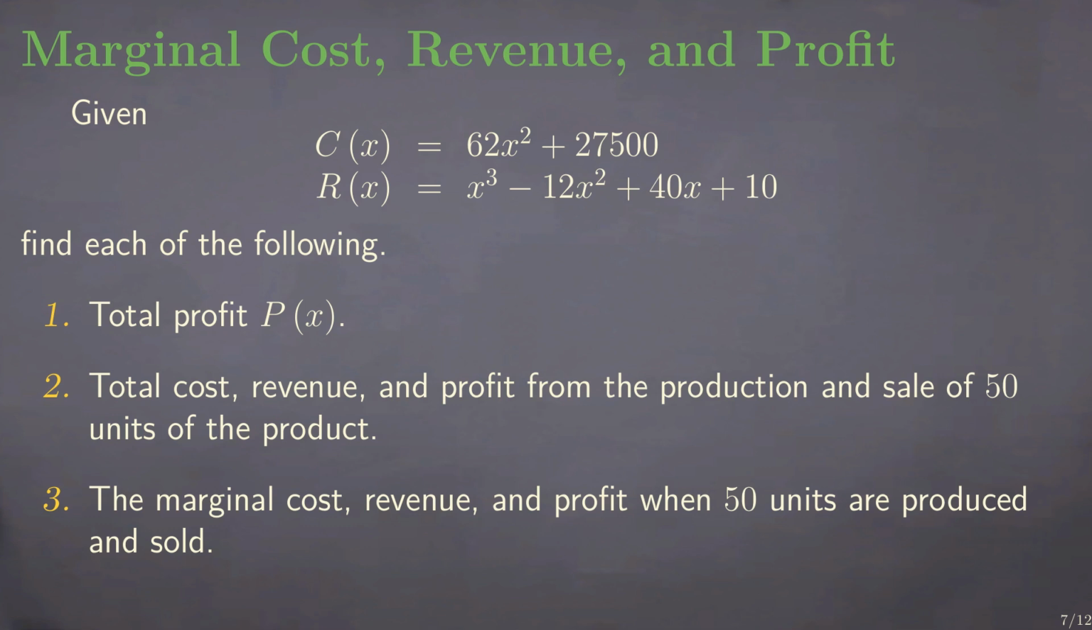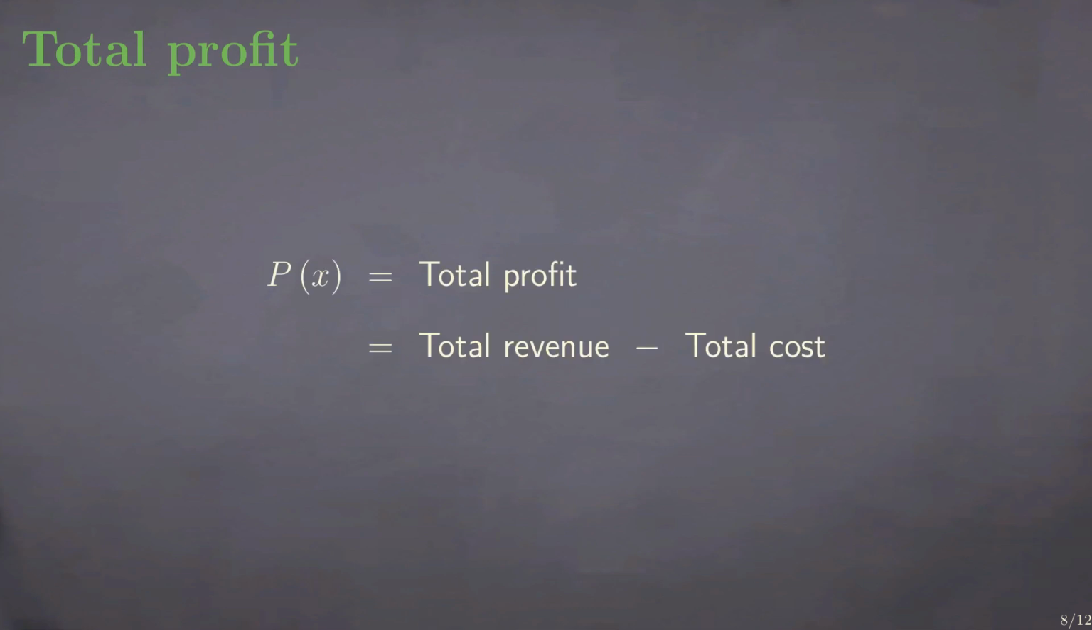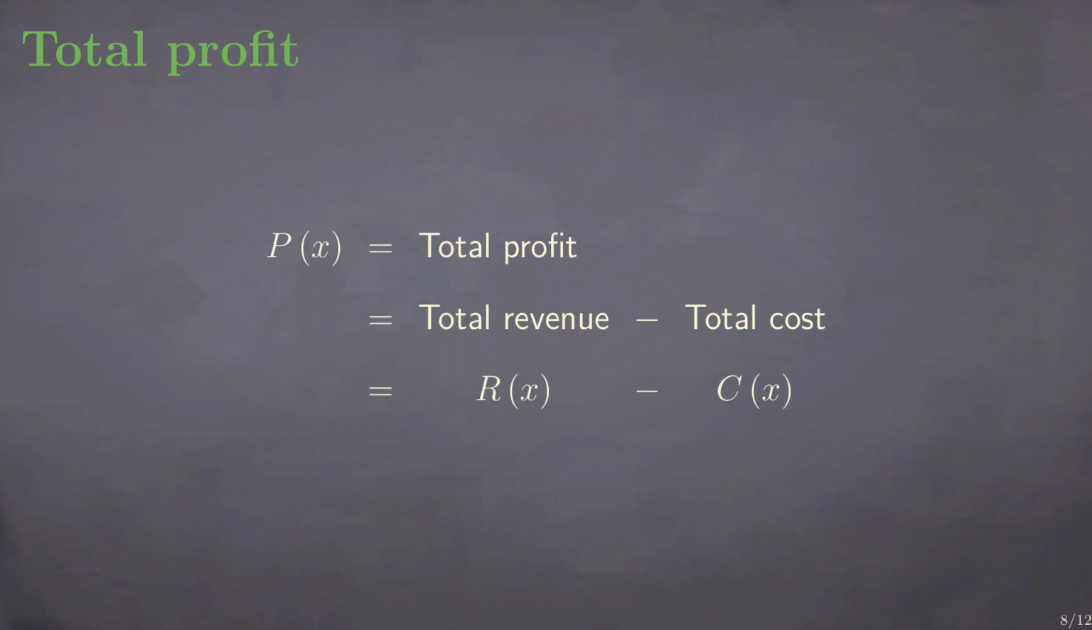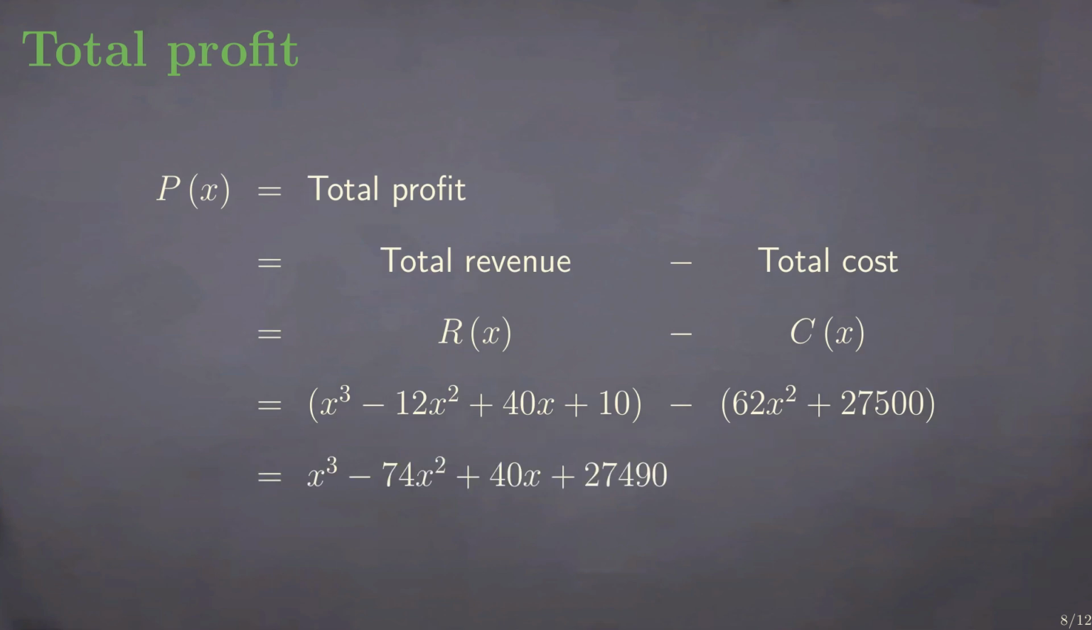Okay, so now let's get to the problem of computing total profit. It should be easy because the total profit is the difference between the total revenue and the total cost, and these are already given by specific formulas. So just by substituting these formulas for R of x and C of x, we can easily see that P of x is a polynomial function, a cubic one, which is x to the power 3 minus 74 times x squared plus 40 times x plus 27,490.